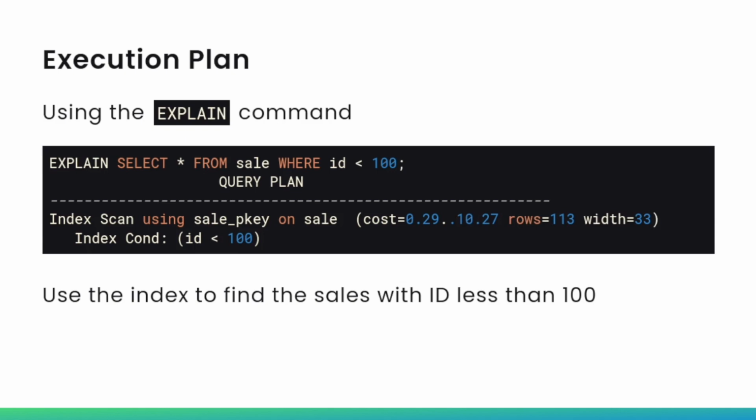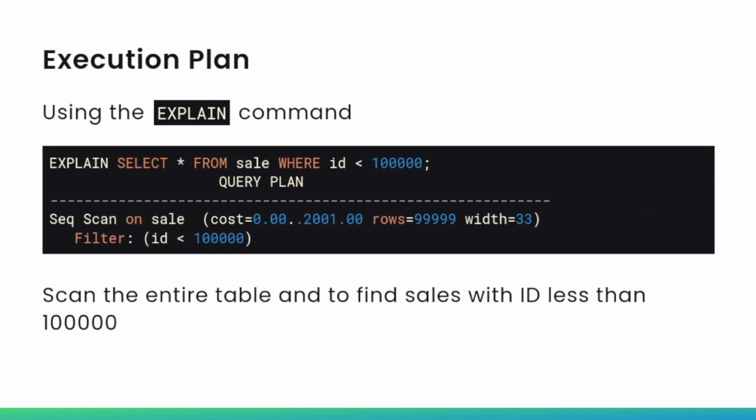And this time we say, select star from sale where ID is less than 100. And we can see that once again, the database decided that it's best to use the index to identify all the rows where ID is less than 100 and then go and fetch from the table. We can see now that the database expects a bit more rows. In this case, the database expects 113 rows in return. This is not an accurate number. This is just an estimate, okay?